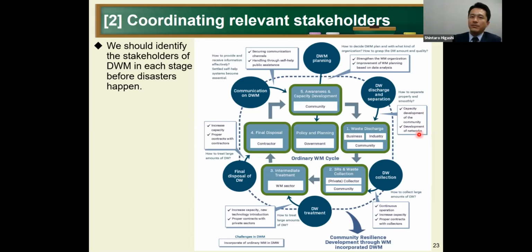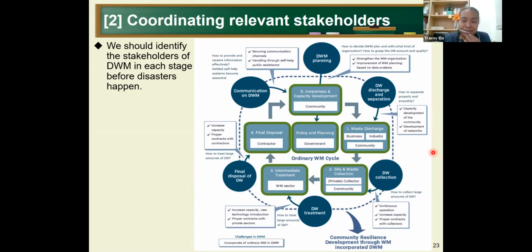Yes, you should imagine who should develop policy and who will be in charge of operation on the ground in each stage. And if we cannot find appropriate stakeholders in the specific stages, that might be a missing point of disaster waste management. Based on my understanding, if I'm not wrong, most of the stakeholders for disaster waste management are perhaps the same as normal waste management?